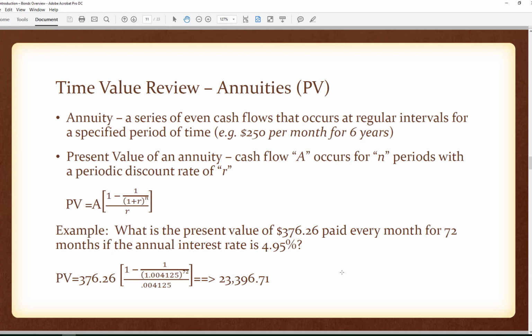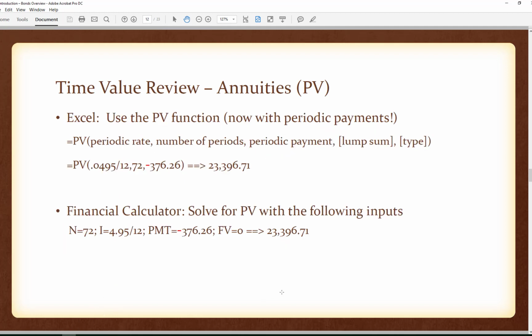So we can kind of go backwards and forwards. In this case, we're using the monthly payment to figure out how much we borrowed, and we can double check the dealership's math. Let's go to the next slide here. So this is how we can do it in Excel. There's the PV function. We can now use the periodic payment portion of the function, and we're going to put that in as a negative number because we're paying that amount each month.